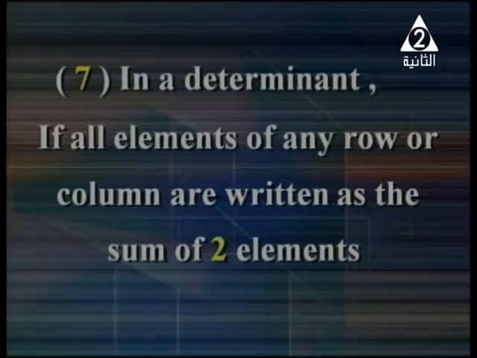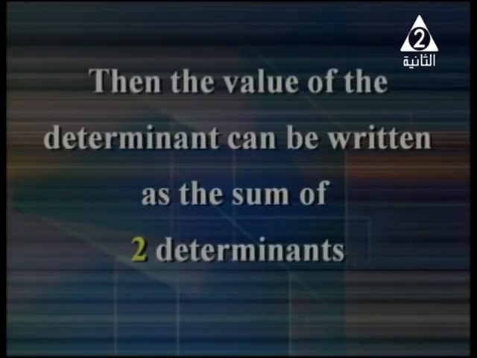Number 7. In properties, number 7 is a very important property. In a determinant, if all elements of any row or column are written as the sum of two elements, then the value of the determinant can be written as the sum of two determinants.